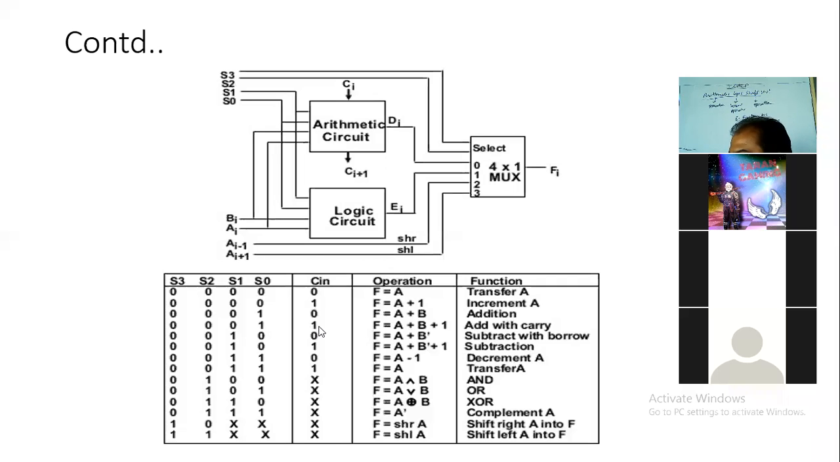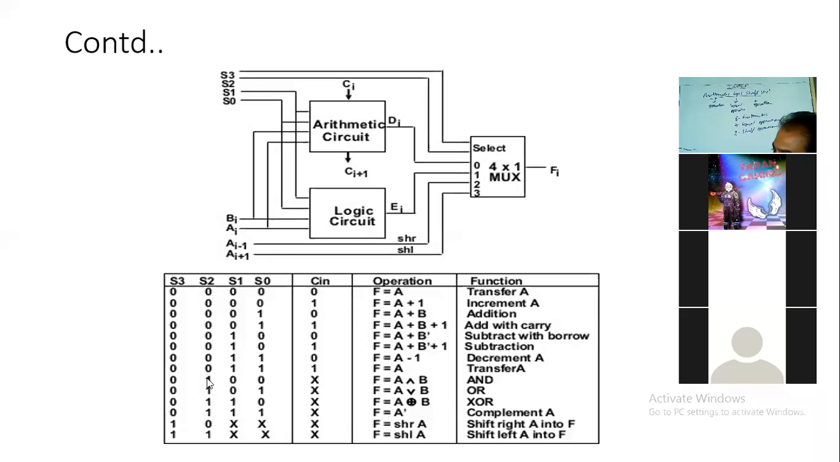Okay. Now if S1, S0 is equal to 0, 1, 0, then we will perform add operation. 0, 1, 1, add with increment. 1, 0, 0, subtract with borrow. 1, 0, 1, subtraction. 1, 1, 0, decrement. And 1, 1, 1, transfer A. Again transfer A.